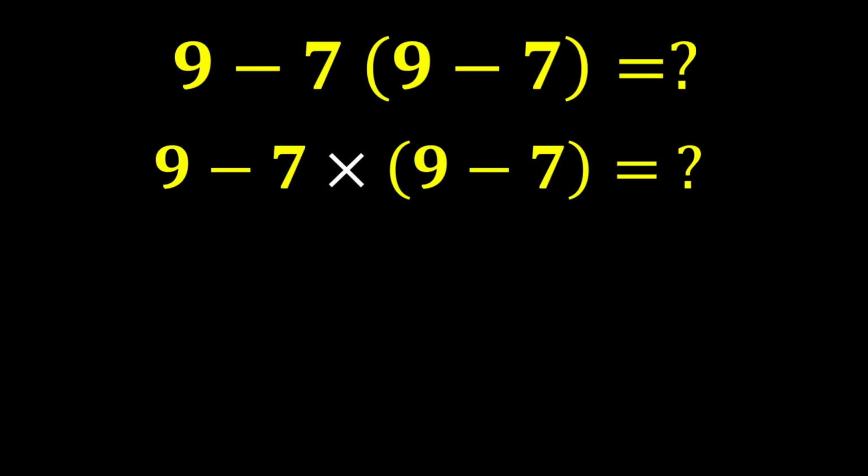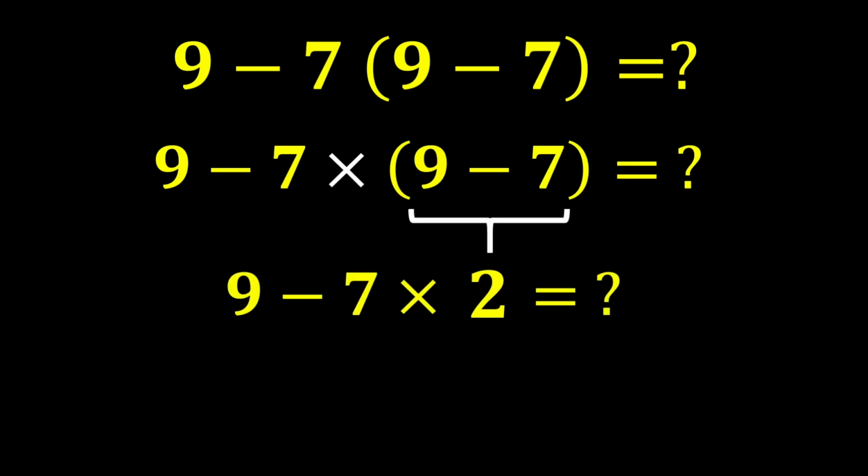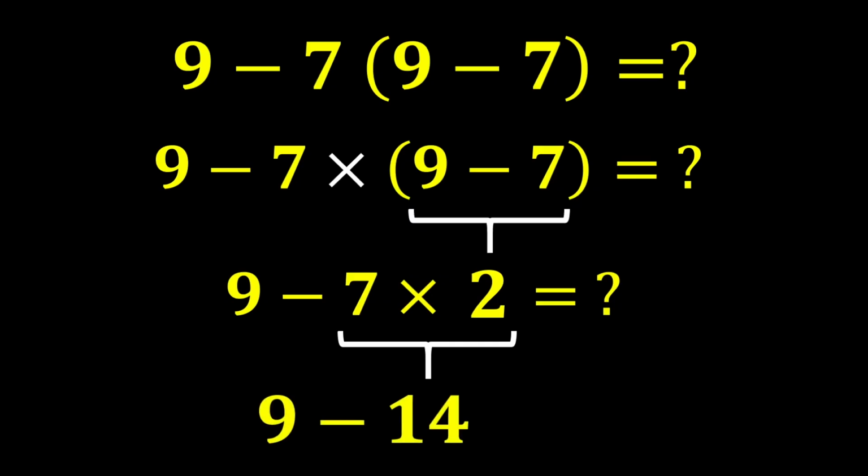According to PEMDAS, in this expression, we must first calculate the parentheses. 9 minus 7 equals 2, and the expression becomes 9 minus 7, multiplied by 2. Now, in this expression, there is one subtraction and one multiplication. According to PEMDAS, multiplication has a higher priority than subtraction, so we perform the multiplication first, and then we do the subtraction. 7 multiplied by 2 equals 14, and finally, 9 minus 14 equals -5, which is our correct final answer.